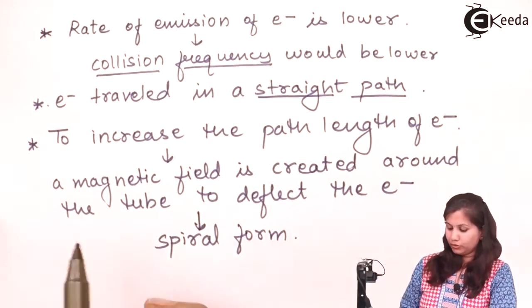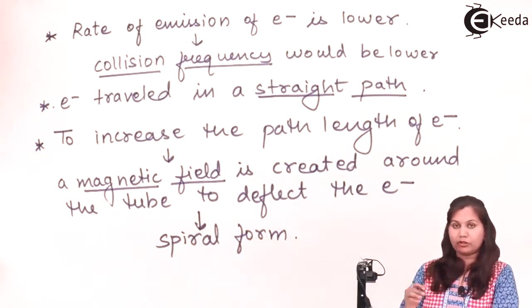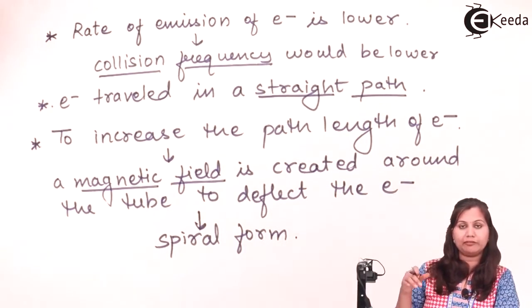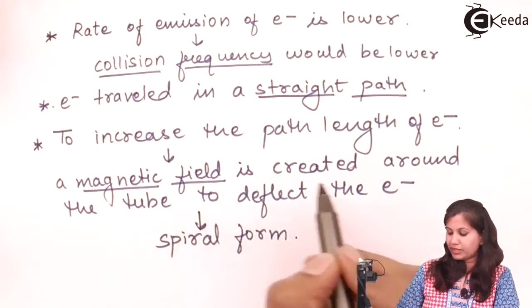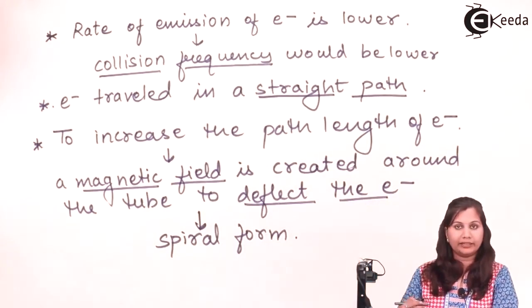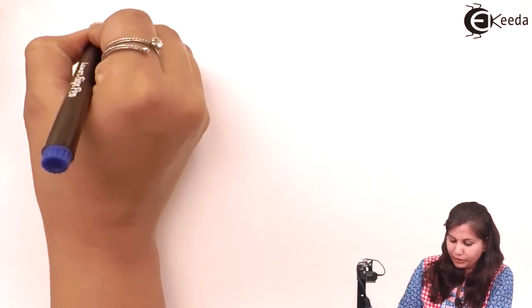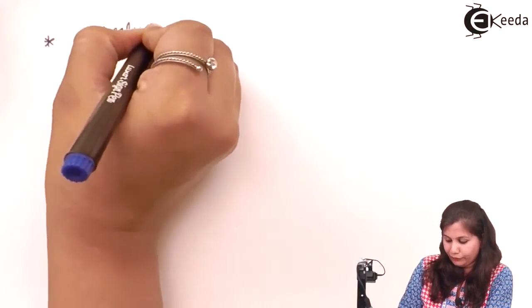Because a magnetic field is present and electrons are moving in that magnetic field, due to the effect of this, the electrons are going to deflect, and they will move in a spiral form. So this spiraling action is going to increase the path length of the electrons.